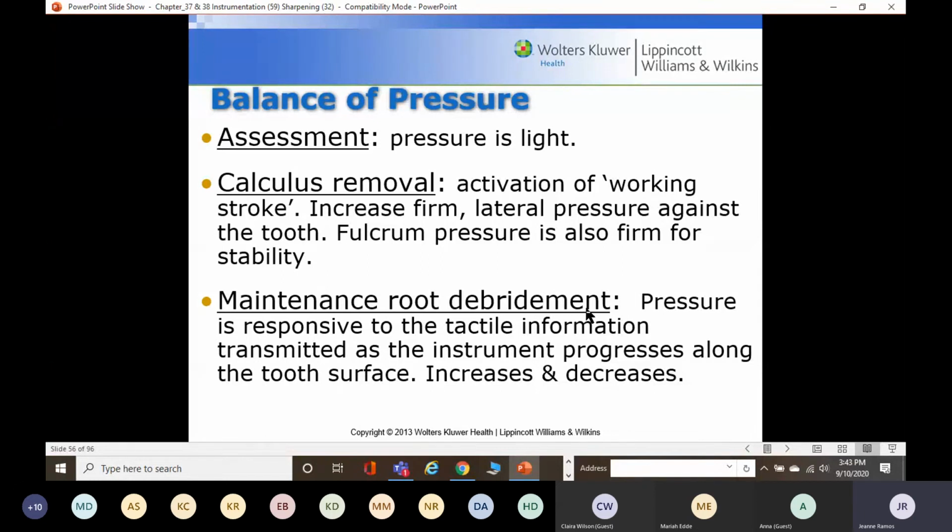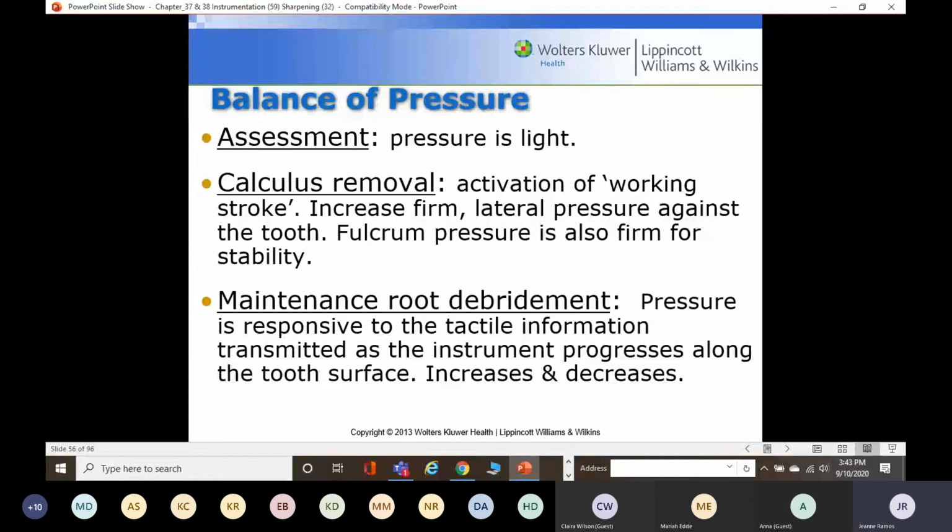Maintenance for root debridement, pressure is responsive to the tactile information transmitted from the instrument as it goes across the tooth surface. So as you're going across, you may feel a little bit of calculus there, and so you apply a little more pressure. Now you're feeling, and you're moving right across the tooth. Now you don't feel much at all, so you don't apply a lot of pressure.